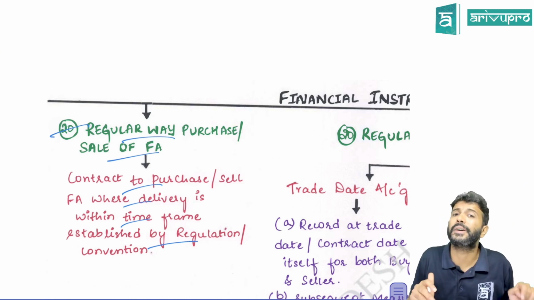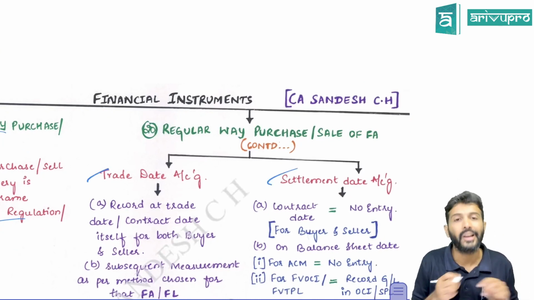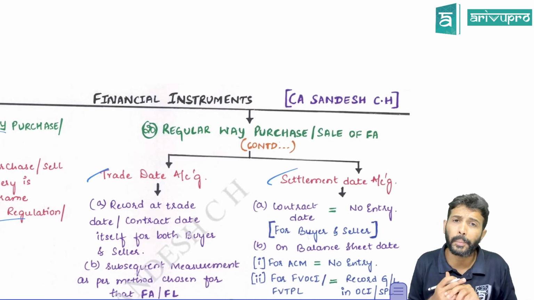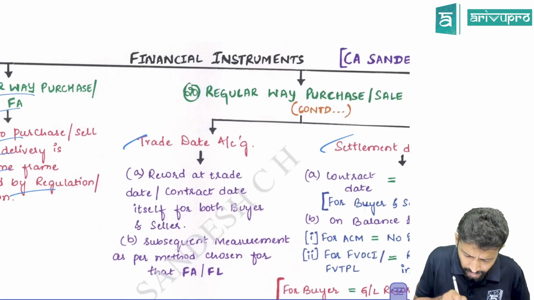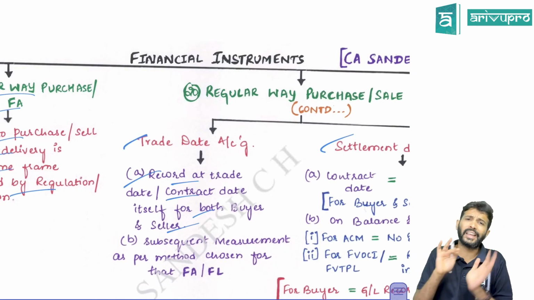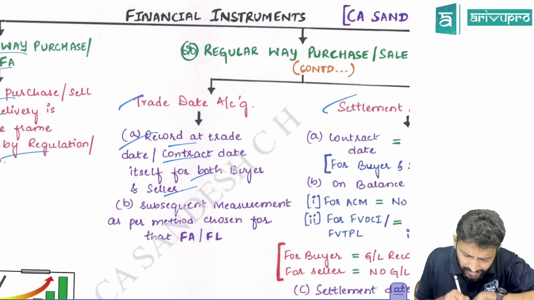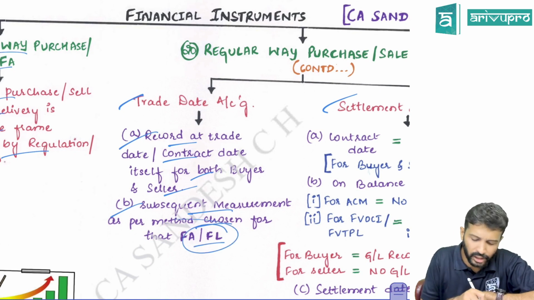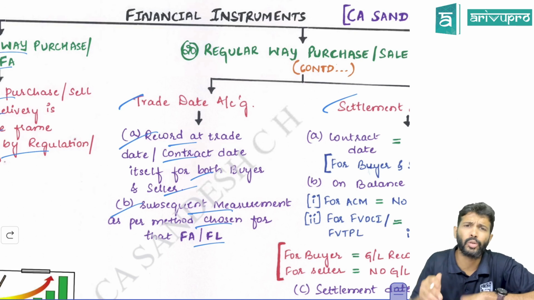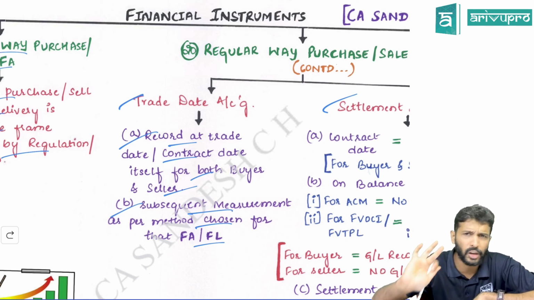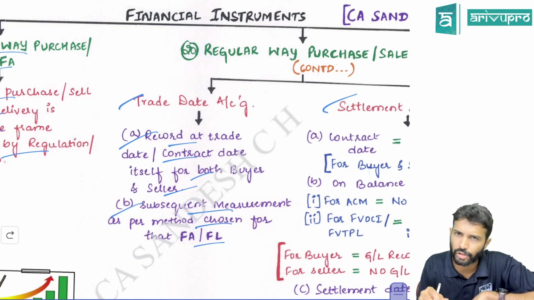If it's a regular way purchase transaction, then there are 2 types of accounting you can follow: trade date accounting or settlement date accounting. Trade date accounting means if a buyer is buying a financial asset, he will record that financial asset on the trade date itself. The seller also will derecognize that financial asset on the trade date itself. On the settlement date, subsequent measurement will be as per the method chosen. If you are going for the ACM method for that financial asset, subsequently there is nothing. You go for the ACM table and account for it, so fair value gain or loss, you ignore it. If you're going for the FVTPL method, then subsequent gain or loss you need to record.